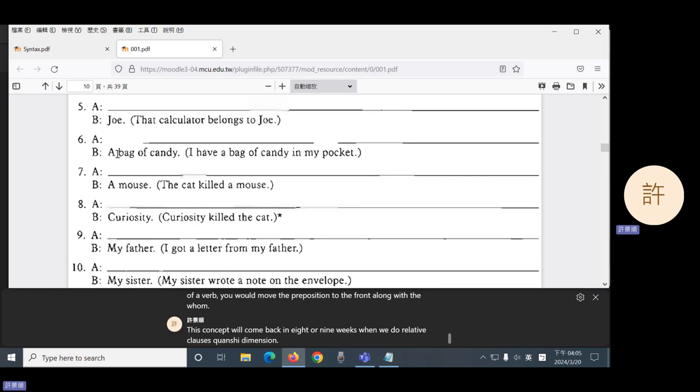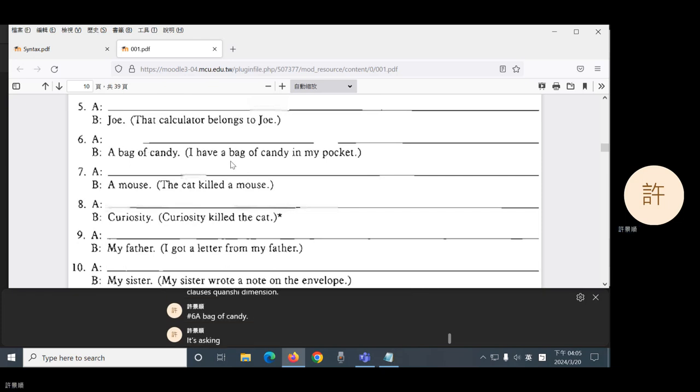Number six, a bag of candy. It's asking what. It's in the object position, so what do, present tense, you have in your pocket? Number seven, a mouse, which is what. What object did the cat kill?